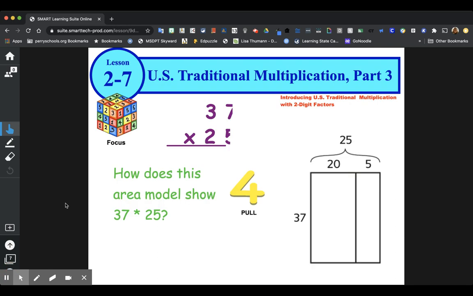So here's an example, 37 times 25. It asks us, how does this area model show 37 times 25? Well, when we take a look at this, we've got our 37 times 20 and then 5. 37 times 25.